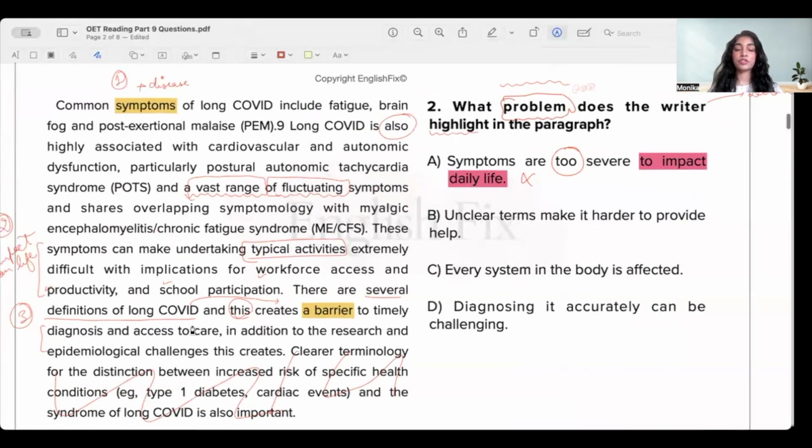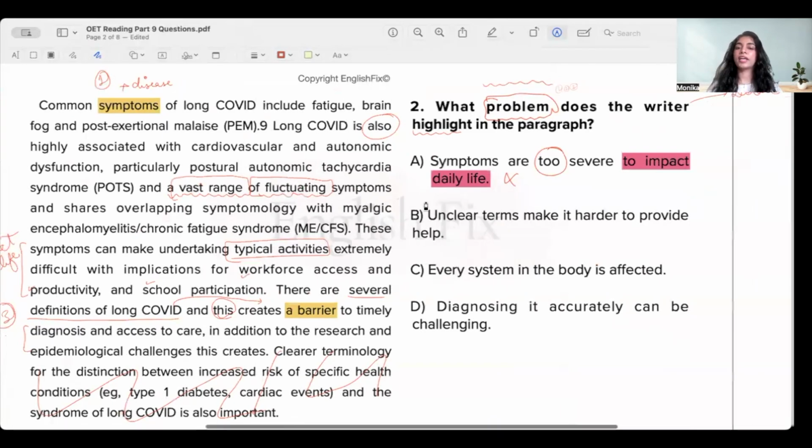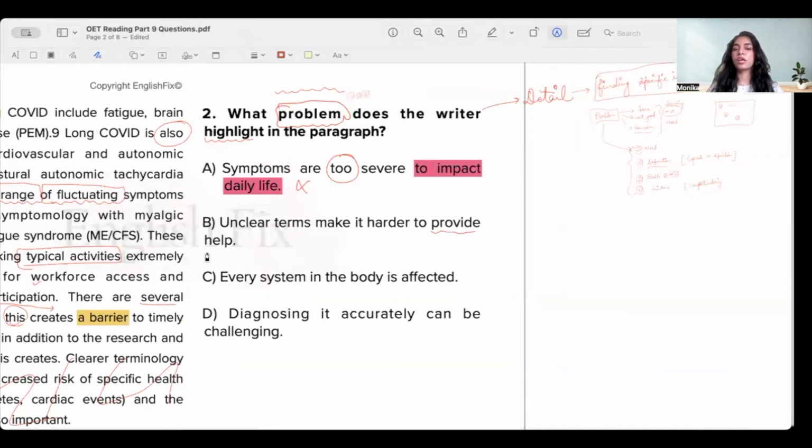This creates barriers to timely diagnosis. Could it be considered help? Yes, you're providing a diagnosis. Access to care, help. Yes, in addition to research. Okay, I could believe this to be the right answer if I don't find something which is better than B answer option, which is saying something more definite than provide help.